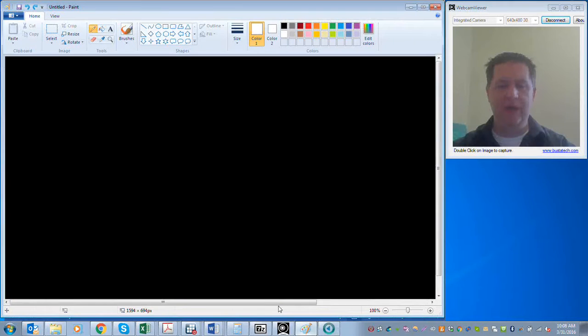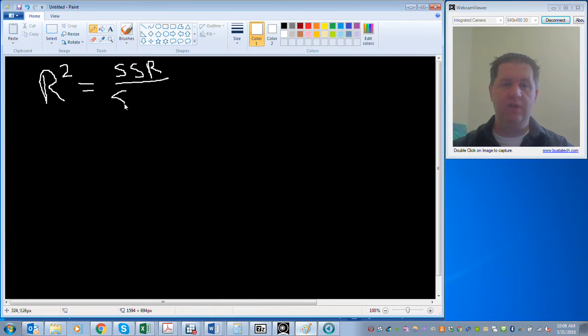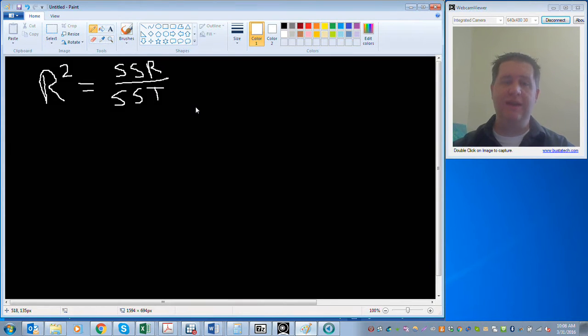I'm going to open up Paint here just to show it. So we basically have two formulas that we might really care about to get to those. One is going to be our R squared formula. It's hard doing this with the mouse. R squared is equal to SSR divided by SST. Okay, so that's one formula that brings together some of those things that we want to find out.